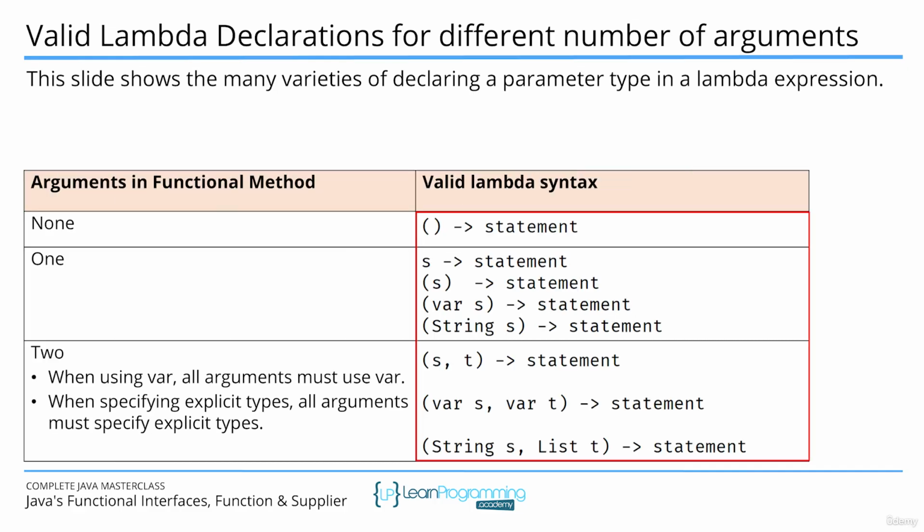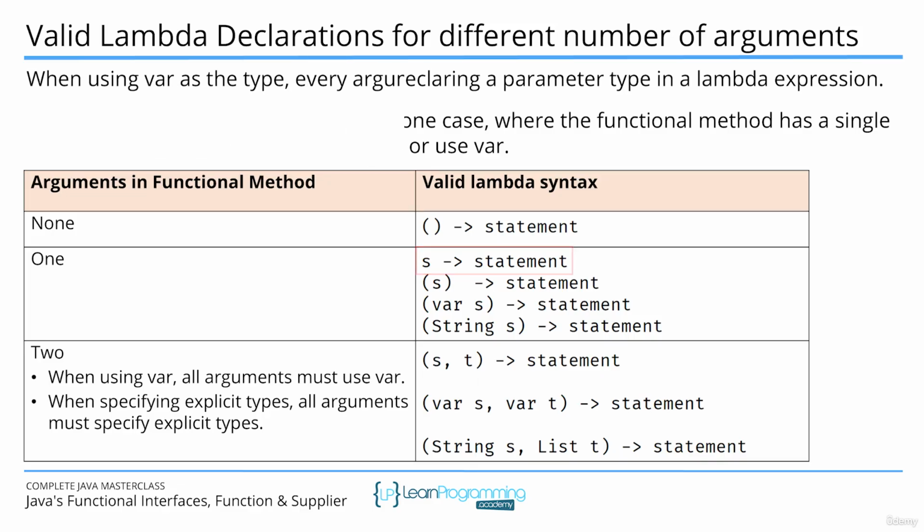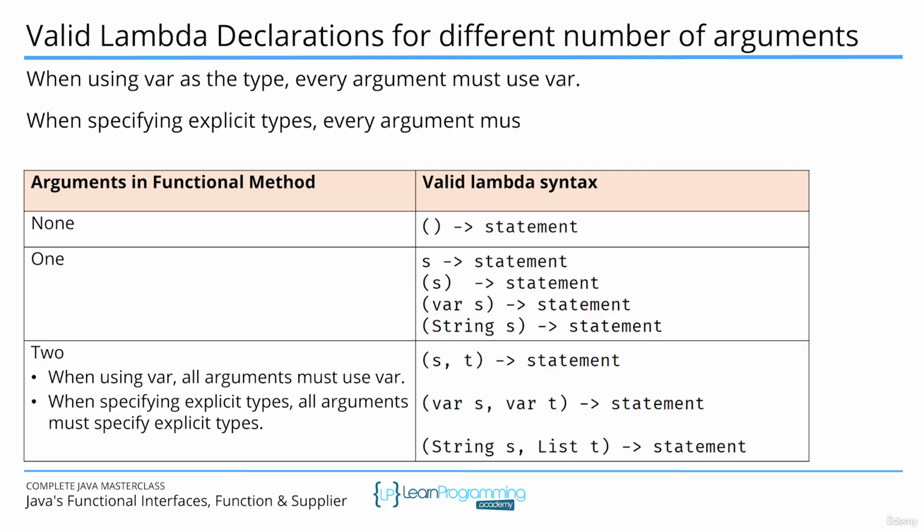This slide shows the many varieties of declaring a parameter type in a lambda expression. Parentheses are required in all but the one case, where the functional method has a single argument and you don't specify a type or use var. When using var as the type, every argument must use var. When specifying explicit types, every argument must include a specific type.